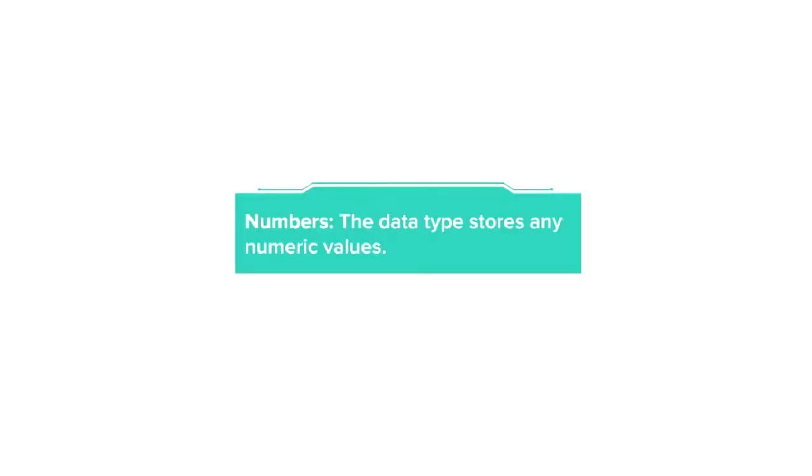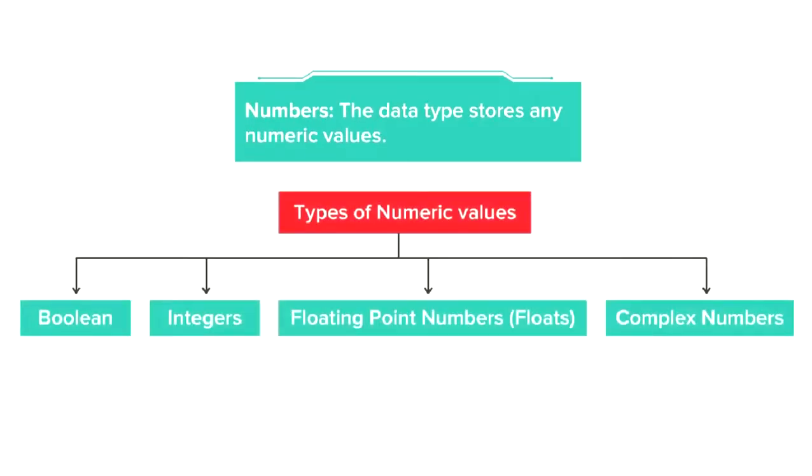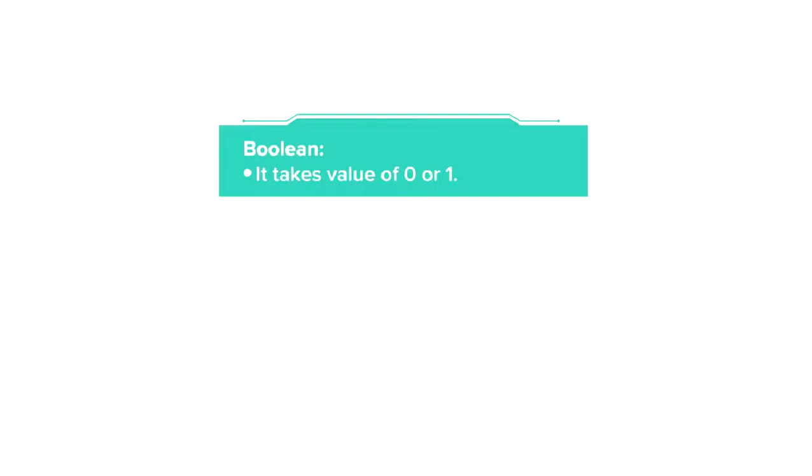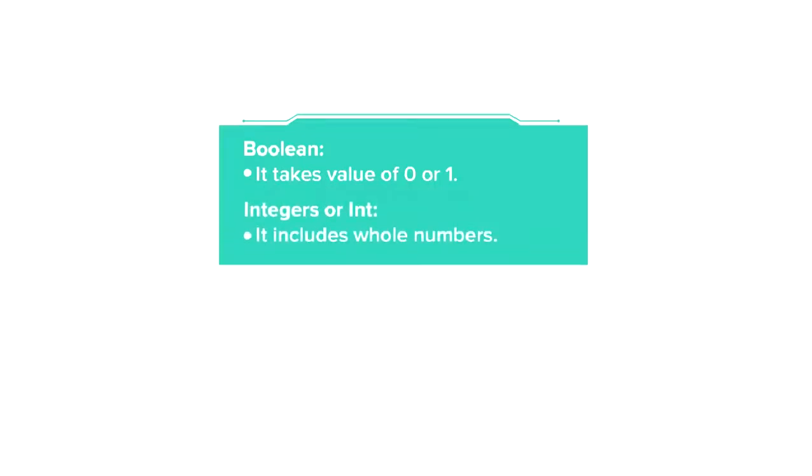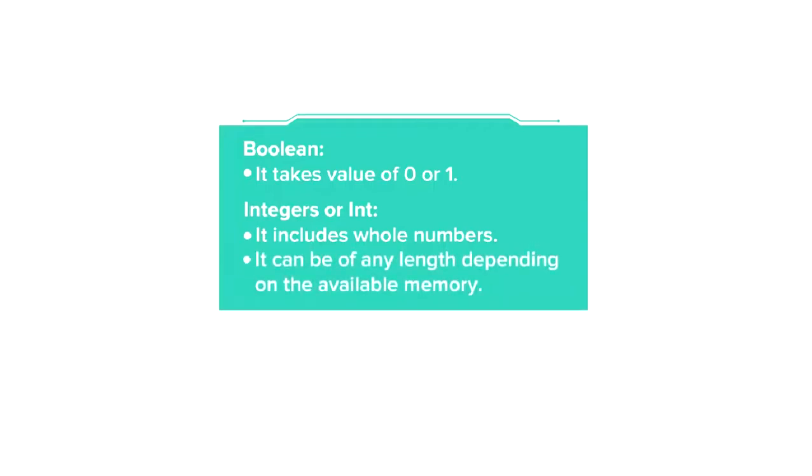The data type numbers stores any numeric values. The numeric values can further be classified into 4 different categories, that is Boolean, integer, floating point numbers, and complex numbers. Let's discuss each of them one by one. Boolean takes values of 0 or 1. Integers or int includes whole numbers and can be of any length depending on the available memory.